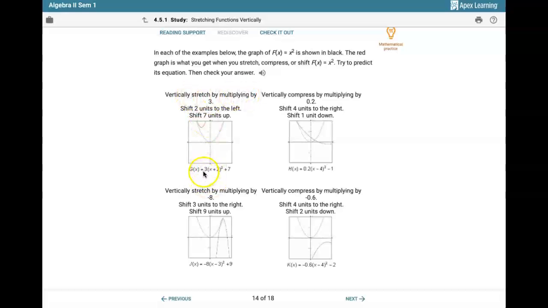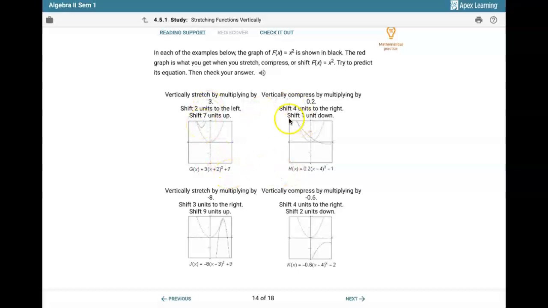Well, you see that there's a factor of 3 there. So this is no longer just x squared. It's now 3x squared. But then we're going to shift 2 units to the left. So it's no longer just x. You've got x plus 2, so that's inside the quantity. And then if we shift 7 units up, we're going to add 7.